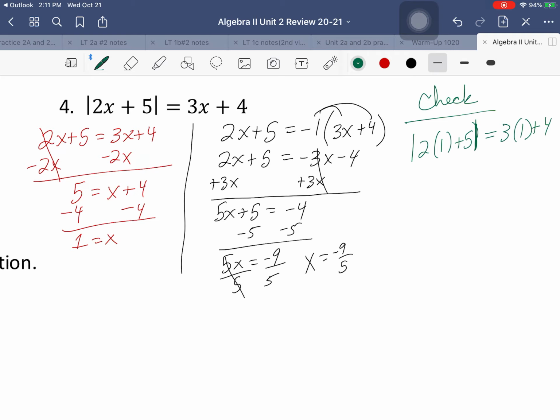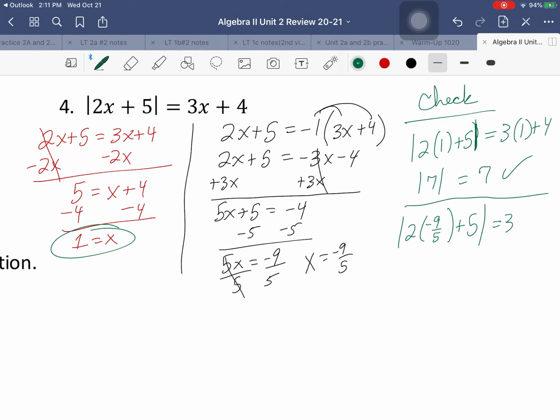So 2 times 1 plus 5 is 7. 3 times 1 plus 4 is 7. Absolute value of 7 is 7. That works. So 1's an answer. Now let's check the other solution. Oh, this one's not as friendly. But we'll get through it. Just a fraction. It's a number. It has feelings. So we can work with them. We have good brains, so let's use them.